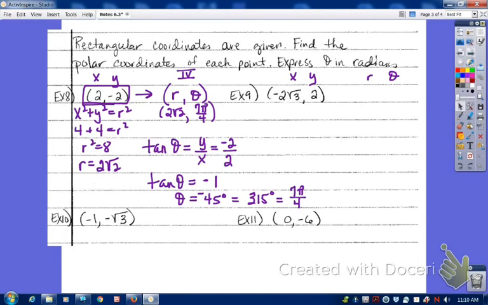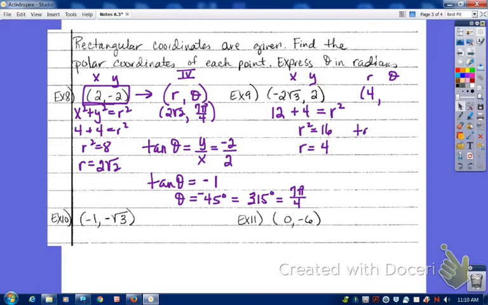All right, example 9, they're giving us x and y, and we've got to come up with r and theta. So we're going to do x squared. What do I get when I square negative 2 square root of 3? 4 times 3, which is 12. Y'all get that? Negative 2 square root of 3 squared is 12. 2 squared is 4. So x squared plus y squared would be 12 plus 4. That's equal to your radius squared. So radius squared would be equal to 16, and your radius would be equal to 4.